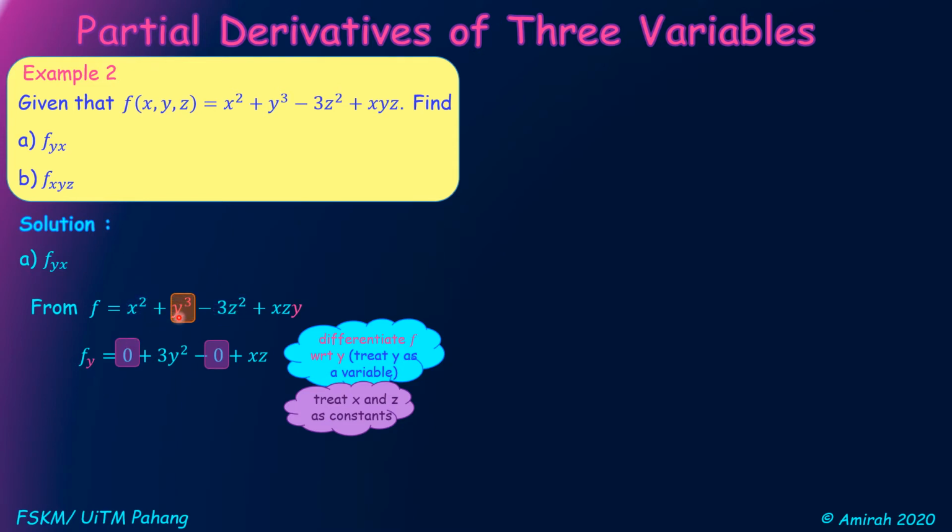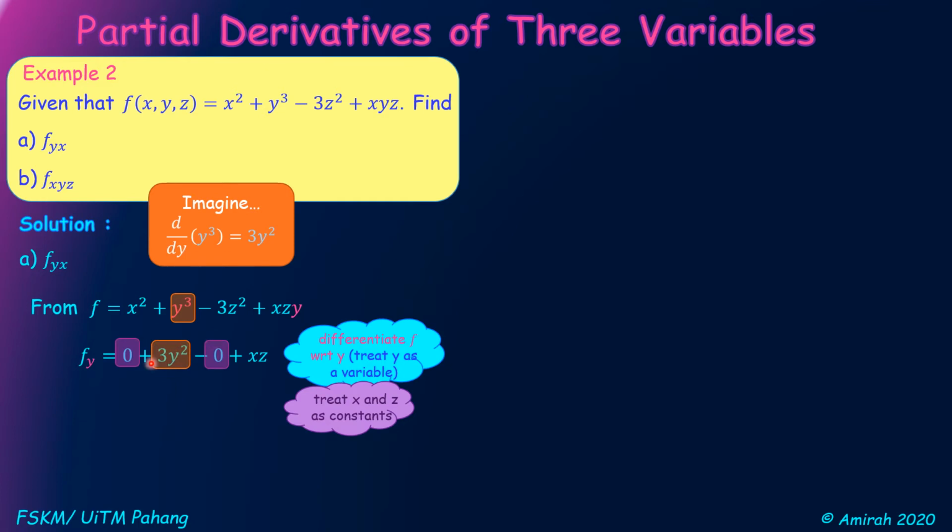And then to differentiate y cubed with respect to y, we just imagine we want to differentiate y cubed with respect to y. So using the power rule, the answer equals 3y squared. So that's why we get this.